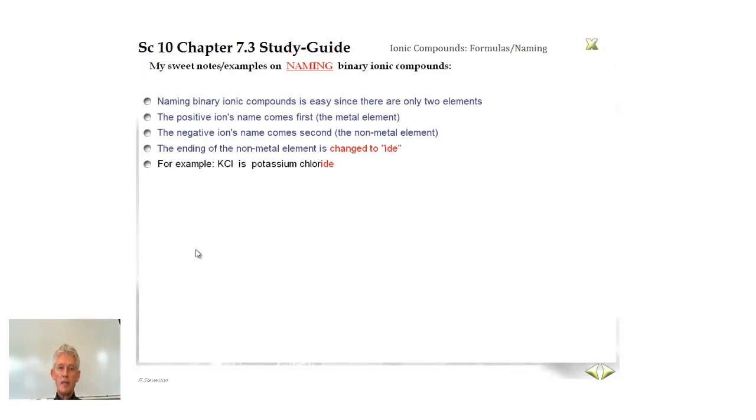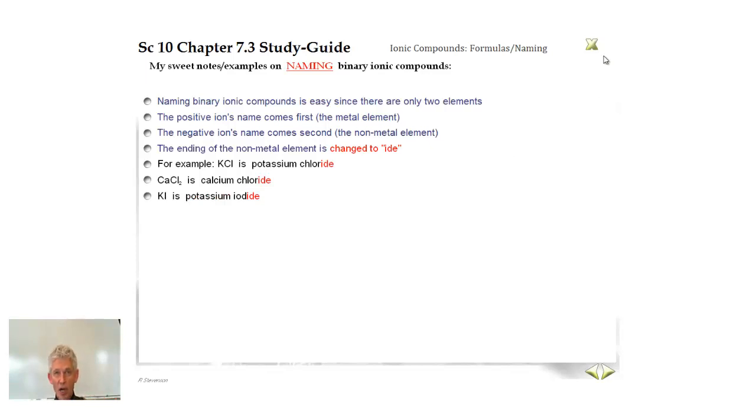So for example, KCl, K is the metal, Cl is the nonmetal. Change the ending of chlorine to chloride. Calcium with chlorine, you're not going to say calcium chlorine. This is binary ionic, so you just change the ending to chloride, calcium chloride. KI would be potassium iodide, and on it goes.